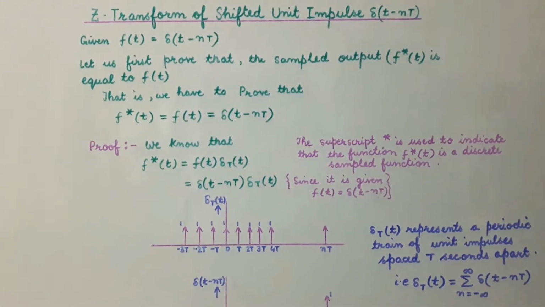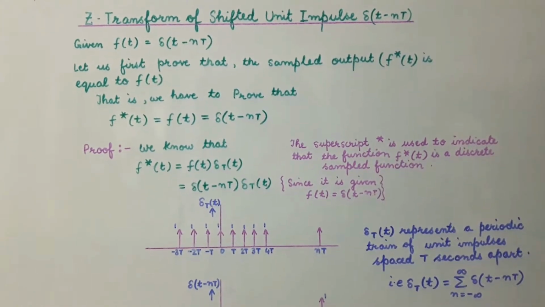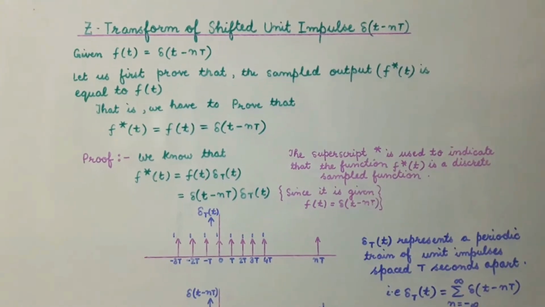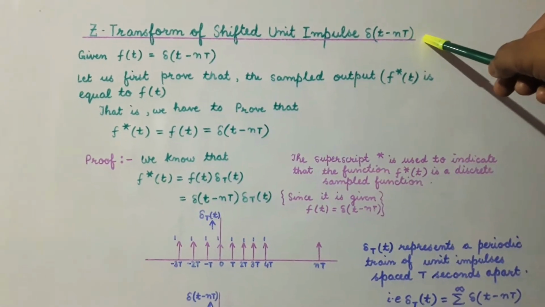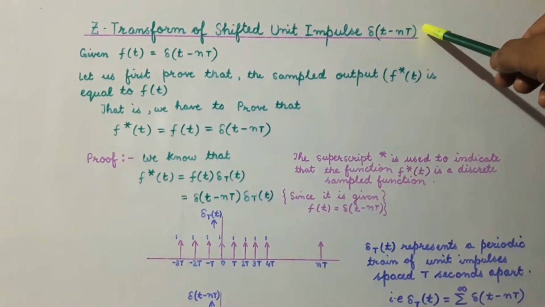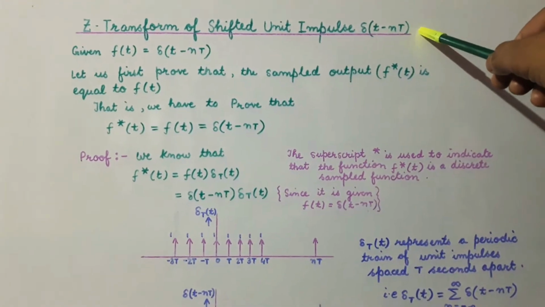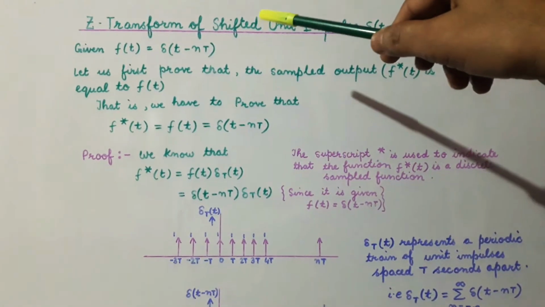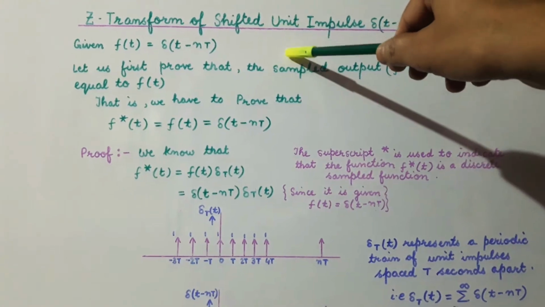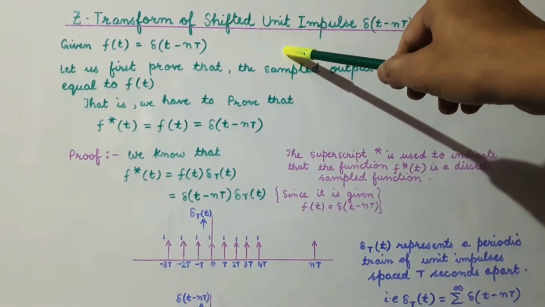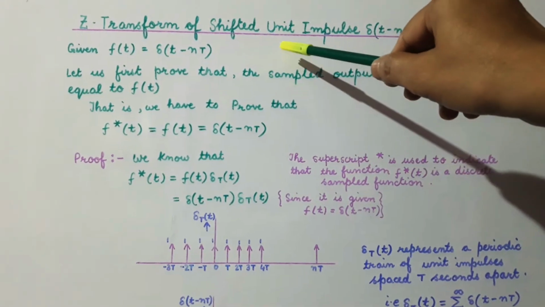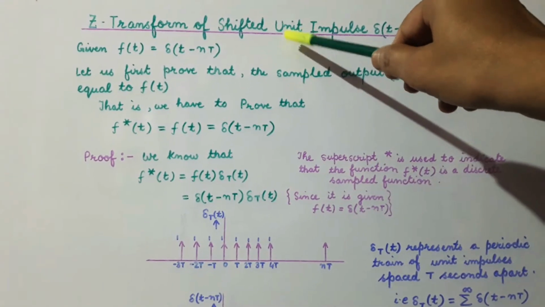In this video, we will find out the Z transform of shifted unit impulse, that is delta(t - nT). This is a shifted unit impulse function, and we have to find out the Z transform of this function. So we find here that the function f(t) is equal to delta(t - nT), which is a shifted unit impulse, and we have to find out the Z transform of this function.